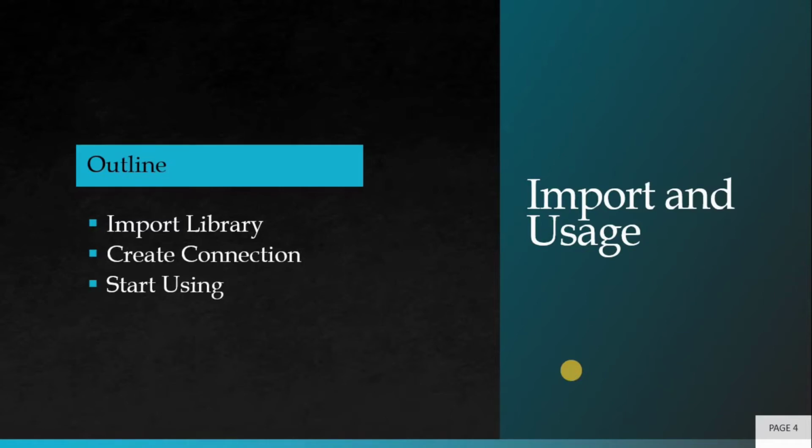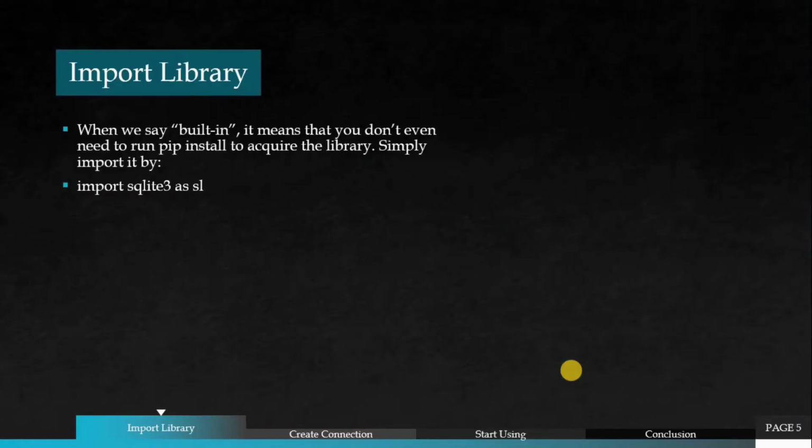So today we will see how to create a SQLite database from a Python program. Now first we'll learn how to import this library. When we say a built-in, it means that you don't even need to run pip install to acquire this library. Simply just import it by writing import sqlite3 as sl, or you can name it anything that you want.